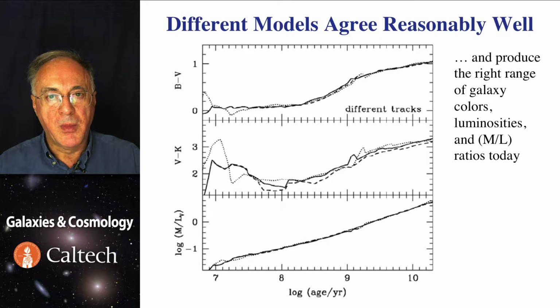Here is a comparison of predictions of three different types of stellar population synthesis models by different groups. And it shows predicted colors and mass-to-light ratios for model galaxies. By and large, they agree very well. The minor disagreements usually are at very young ages, and there is still some debate exactly what is the correct thing to assume. But qualitatively, at least, we understand very well how things are working.